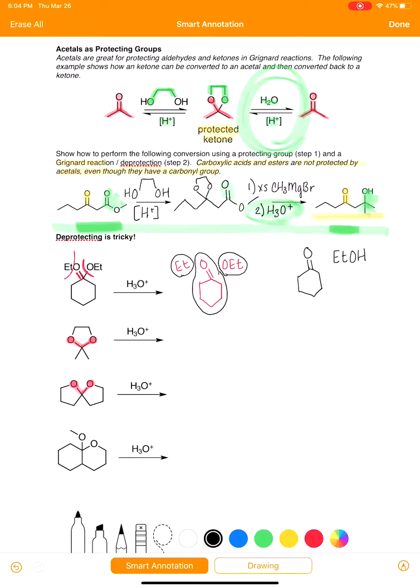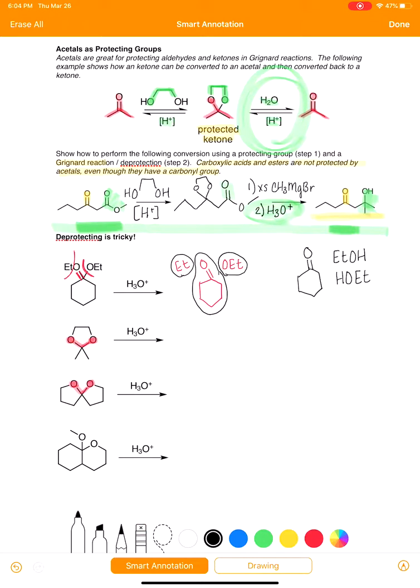ETOH and HOET. We're adding an H to one of them and an OH to the other, and we're doing it in a way that we're going to end up with 2 alcohols. I know that's kind of tough, but as you see a couple of them, you're going to get the hang of it. So let's go to the next example.